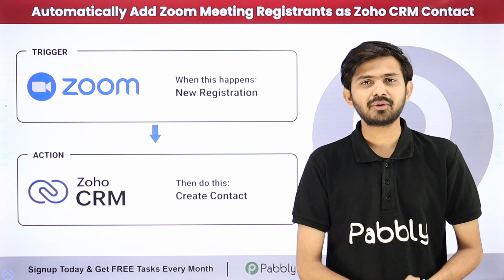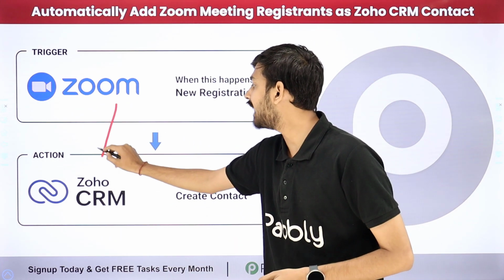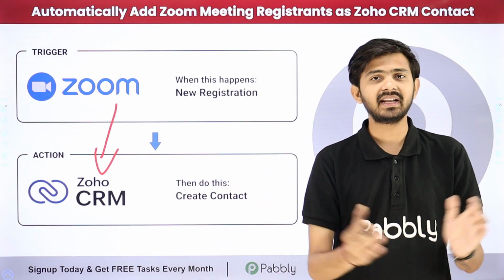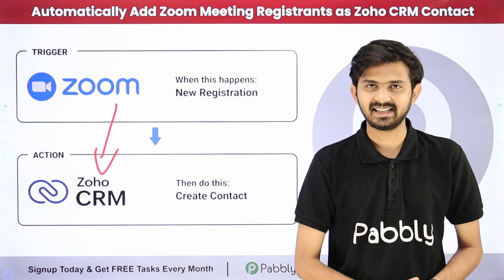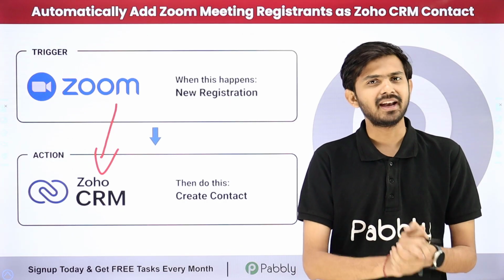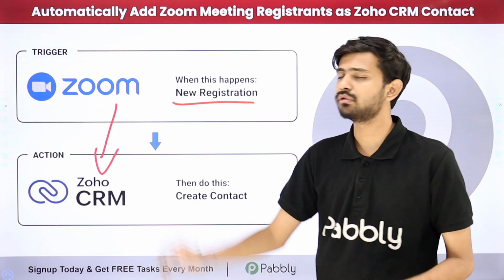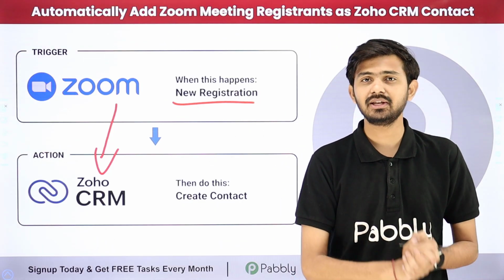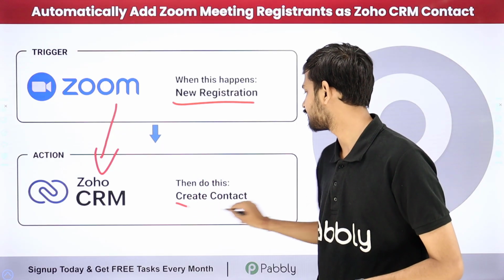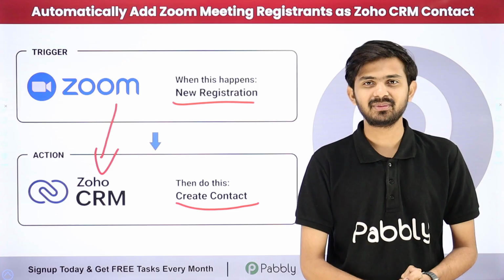To do this automatically, I need to build a connection between Zoom and Zoho CRM. For building this connection, I'm going to use Pabbly Connect. Pabbly Connect is an amazing software for automation and integration. With Pabbly Connect, whenever I receive a new registrant for my meeting through Zoom, I will automatically create a new contact in Zoho CRM. So how am I going to build this connection? For that, let me take you to my computer screen.